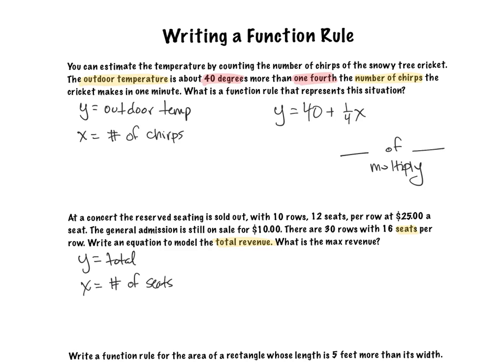So now I need to ask myself, if the reserved seating is sold out, is that revenue going to change at all? If I've sold out the reserved seating at 10 rows and 12 seats at $25 a seat, is that revenue going to change?